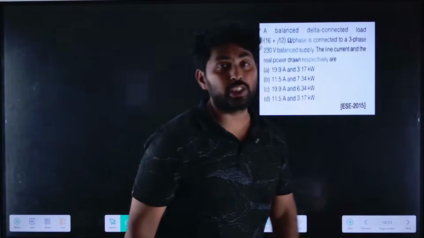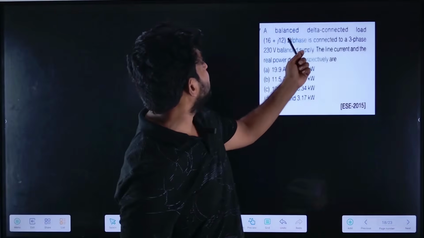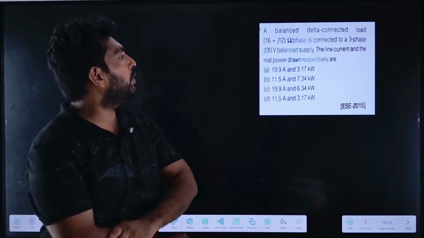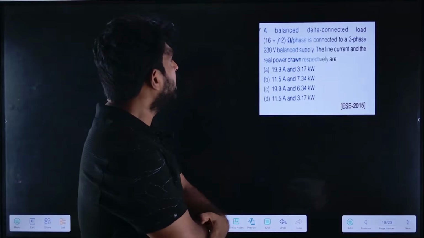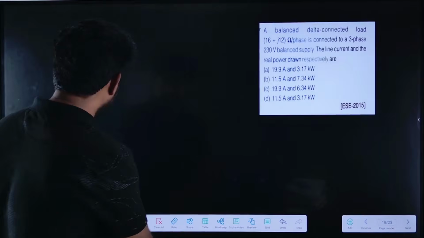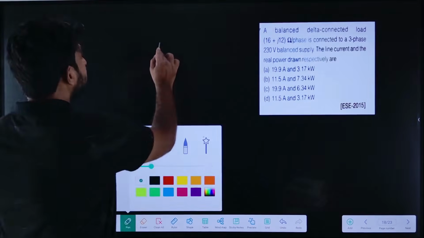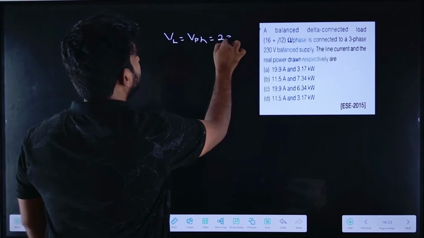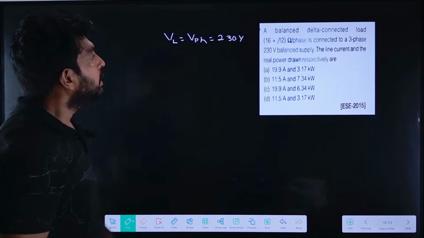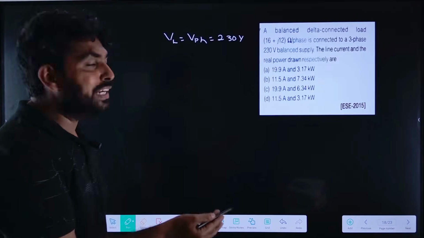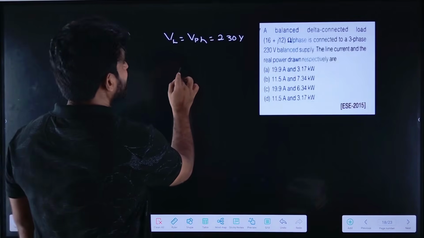Now let us solve the next question. Here, a balanced delta connected load is given as 16 plus J12 ohms and it is connected to a 230 volt supply. You only need to find the line current and phase current. In case of a delta connected load and delta connected source, the line voltage equals the phase voltage, so VL equals V phase equals 230. The load is delta connected, 16 plus J12. Now let us find the phase current first.